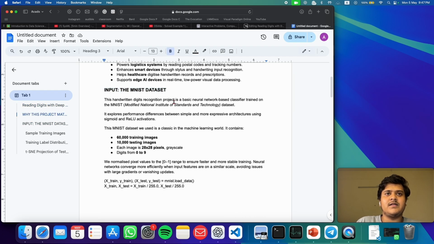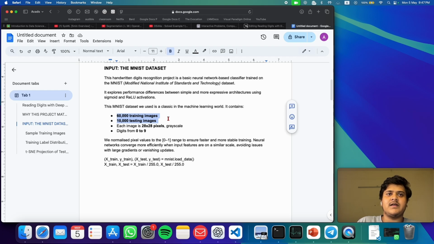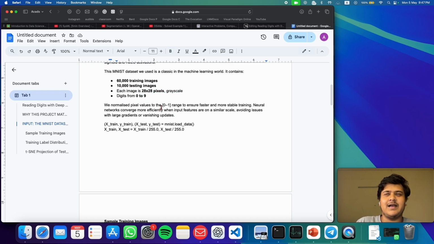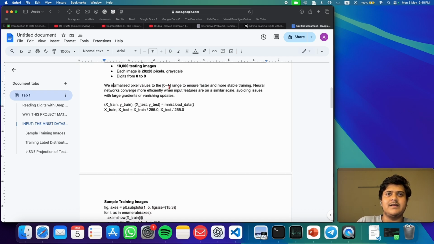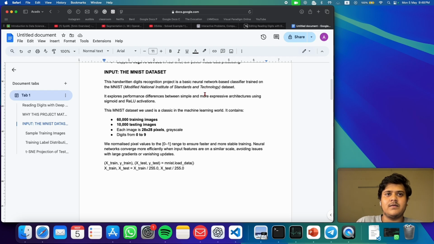The input that we've used here is the MNIST dataset. This dataset contains 60,000 training images and 10,000 testing images, in which each image is 28 by 28, which is around 784 pixels per image. This dataset includes the images of handwritten digits from 0 to 9. When we tried to emulate this model, the major problem that we struggled with was that the training was very slow and the accuracy plateaued quite early.